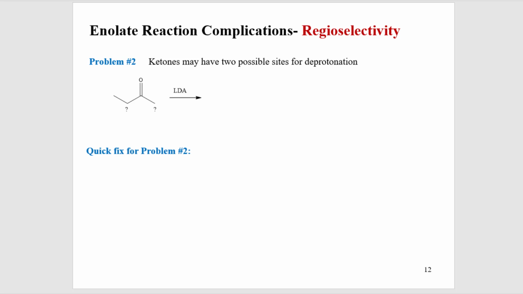Enolate problem number 2. Okay, what if I have an asymmetric ketone? Technically, there are 2 alpha carbons, right? And they are not the same. They each have protons that I can remove. And so if I remove one of them, we'll call this A. A gives me the following enolate.